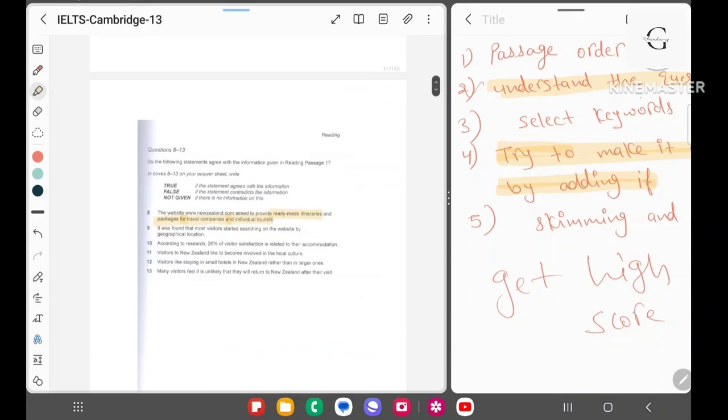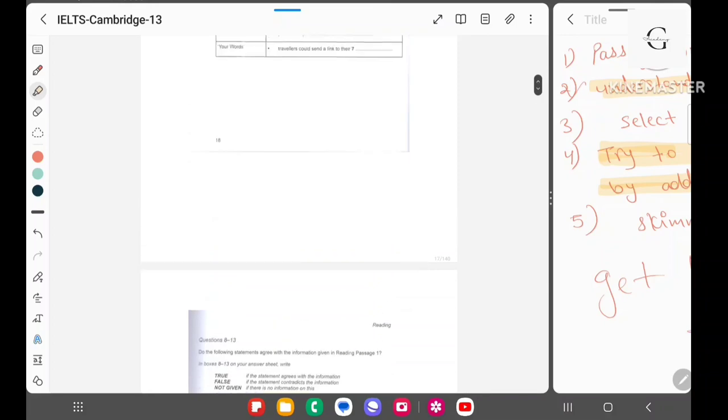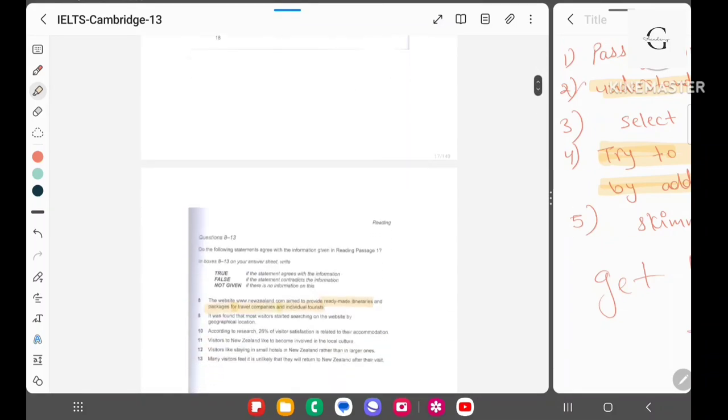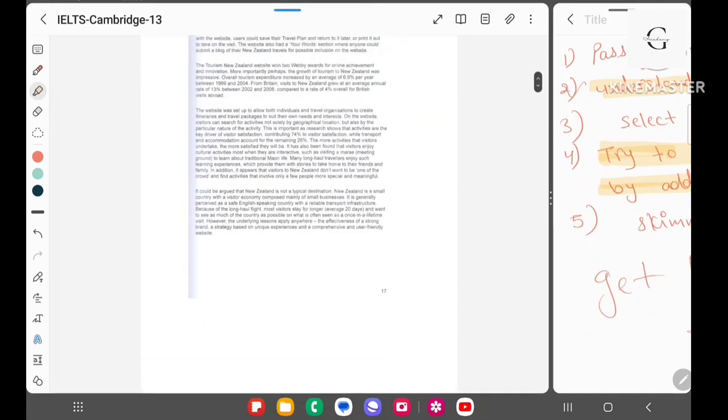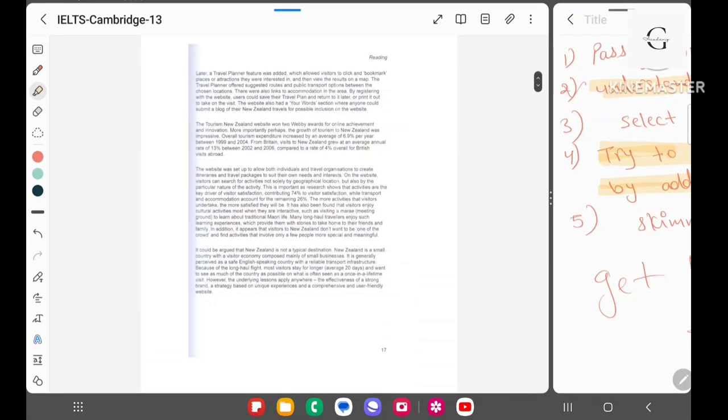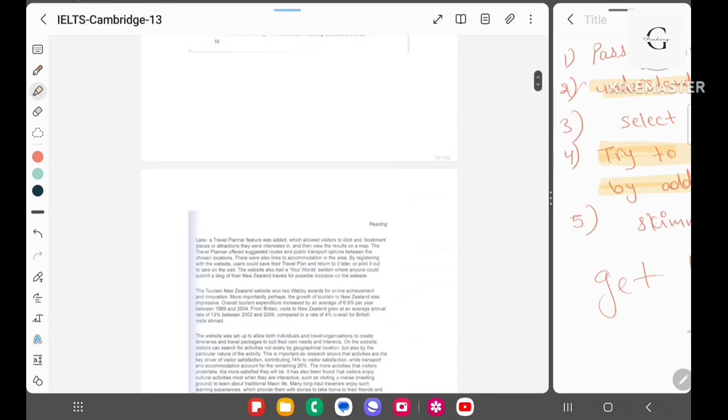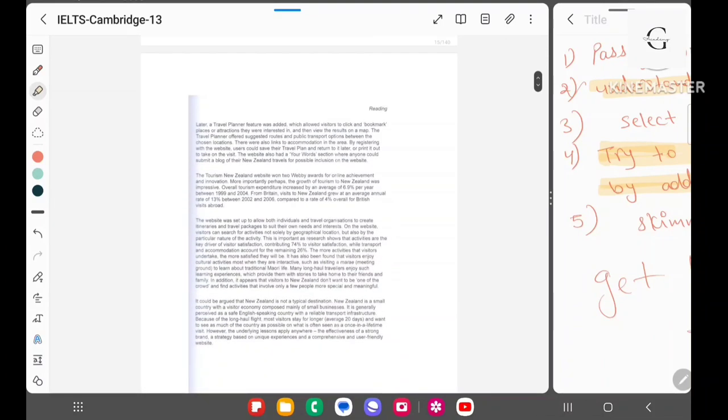So let's do the 8th one. So I need to do the skimming and scanning now. So my skimming words are ready-made, itineraries, packages, travel companies. So I need to find these words in my paragraph. Okay, let's do it. So let's start. So I need to find itineraries, travel packages. Yeah, I got it. So they have given itinerary, travel packages. So this is the skimming.